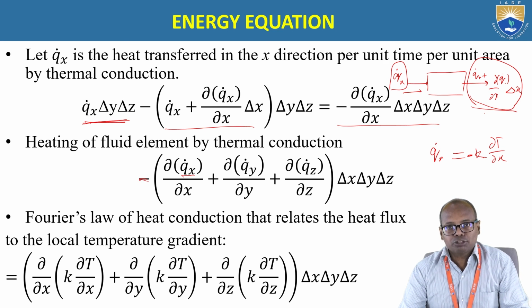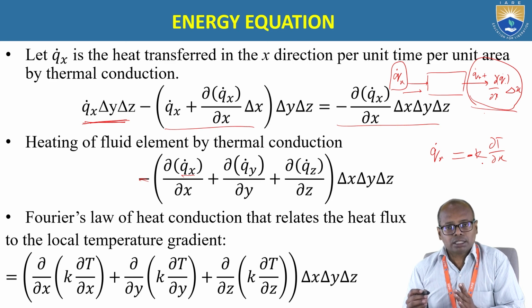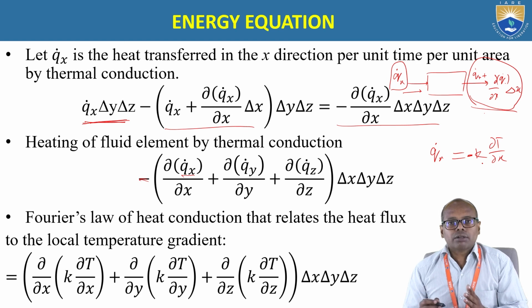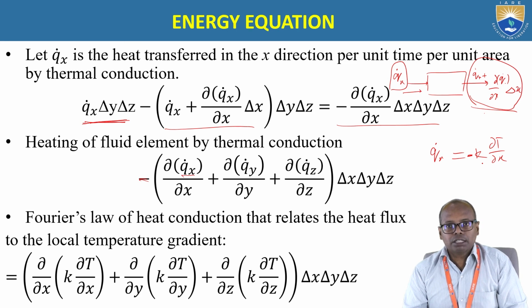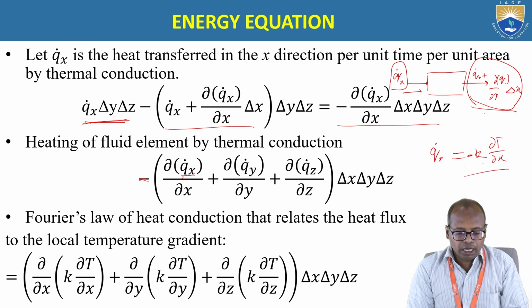If it is an isotropic element, that means the conductivity is constant in all directions, I will write K. Otherwise, I will write Kx, Ky, Kz. For simplicity, we are taking the conductivity of the element to be the same in all directions. So it is minus K into dou T by dou X. If I substitute this minus K into dou T by dou X here, I will get dou by dou X of K into dou T by dou X.